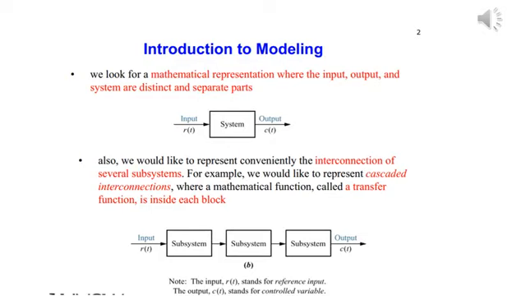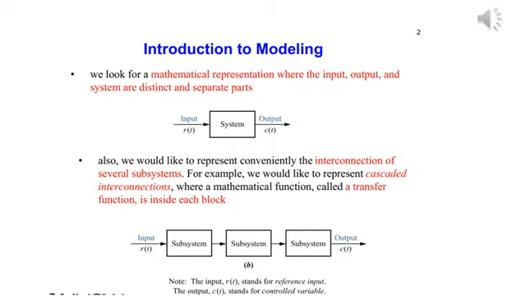This is the introduction to modeling. We look for a mathematical representation where the inputs and the outputs of the system are distinct and separate parts. Like below in the figure, we have a system in the middle, with inputs R of t and outputs C of t. If the system itself is not present, we can consider it a black box. So we only have inputs and outputs, and the system is a black box.